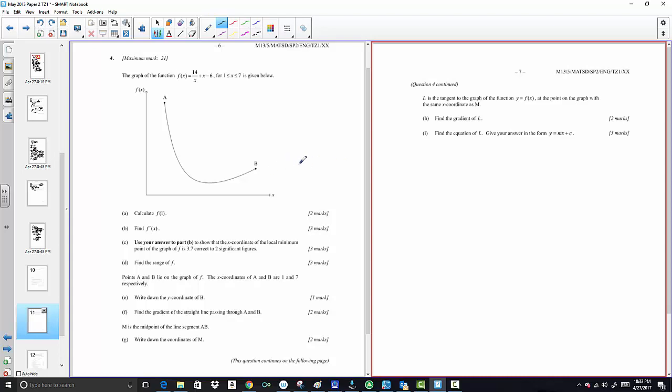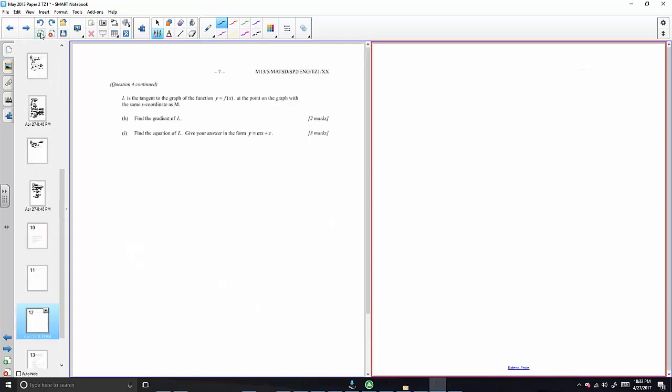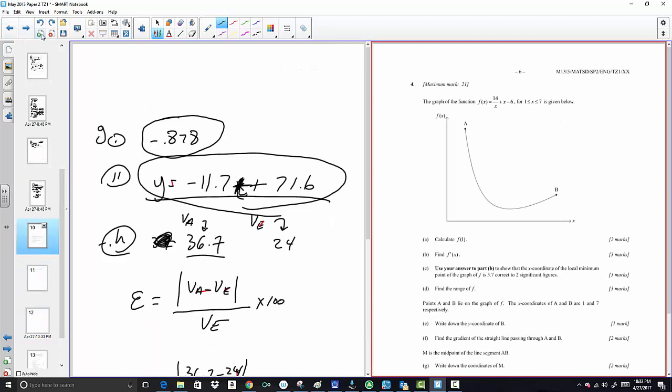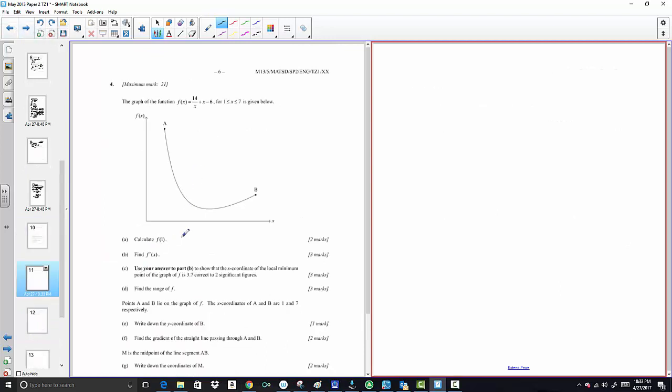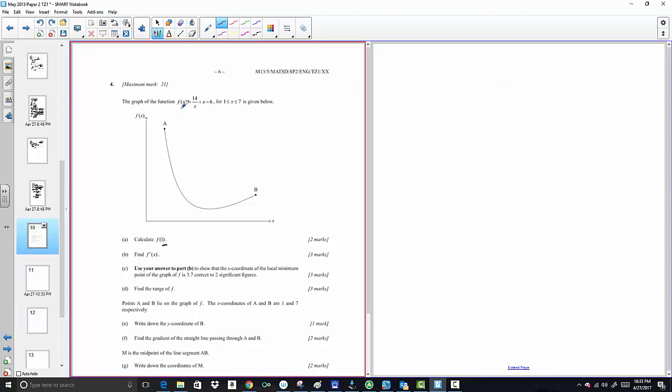So I'm going to go ahead and do some work on this side here. Actually, I'm just going to insert a page. Let's see if I can do that. Yeah, that's what I thought was going to happen. Let's put a page in there. There we go. So they give me this function here, f of x, and it says calculate f of 1. That's very simple. We're just going to plug in 1 for the x right here.